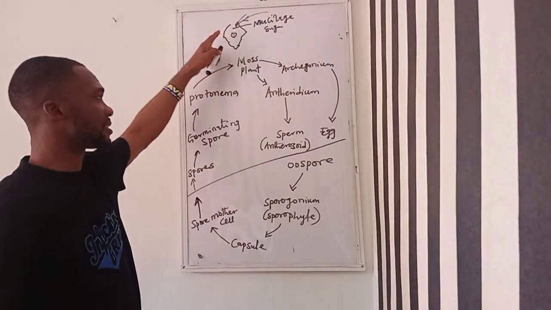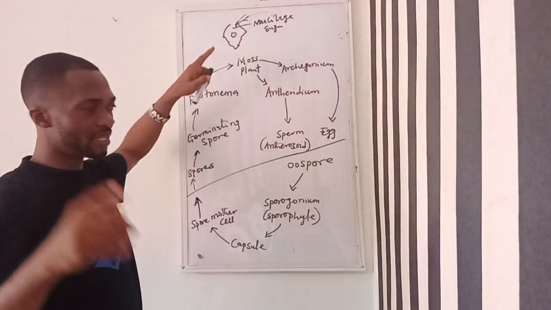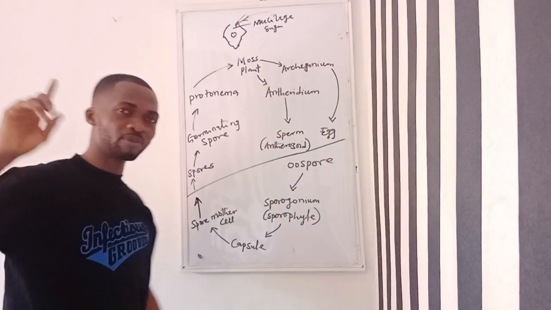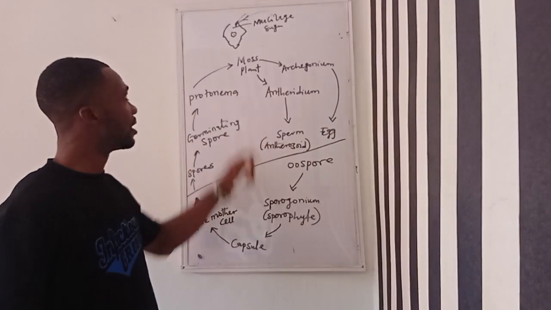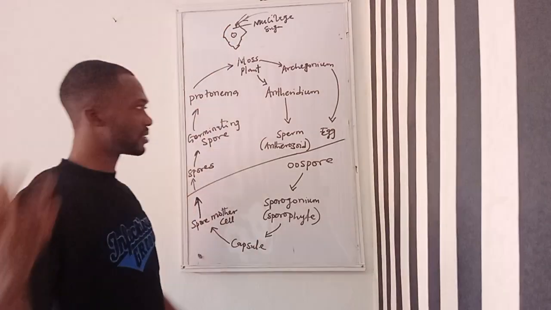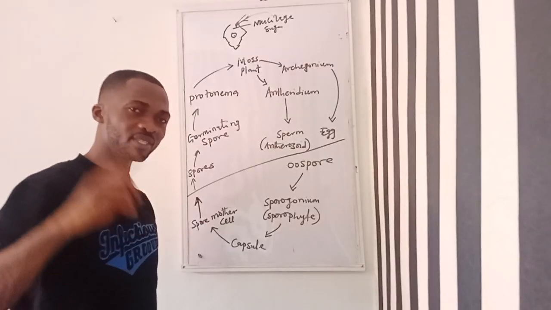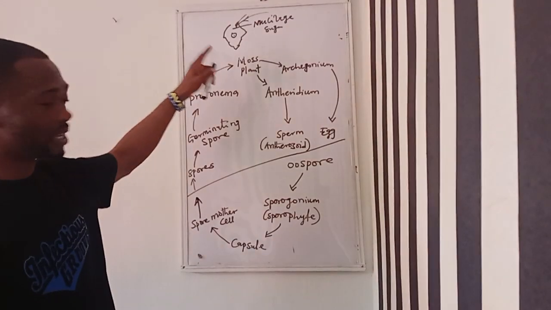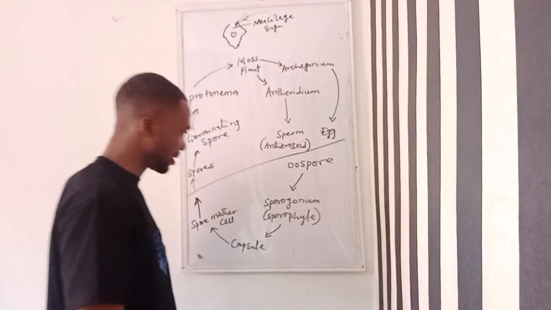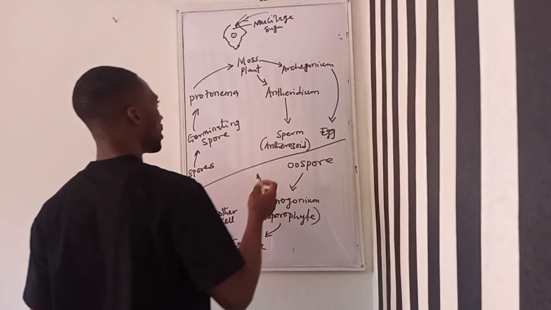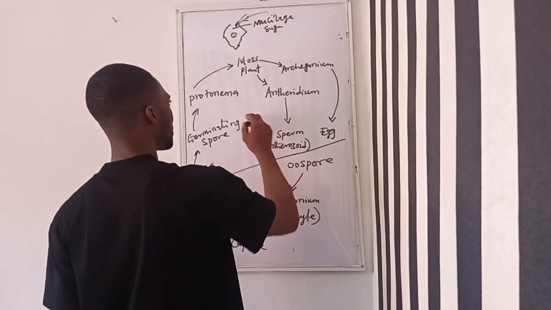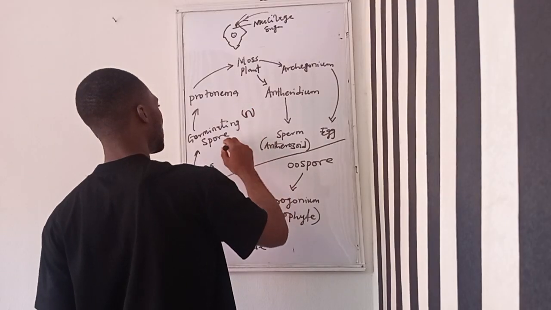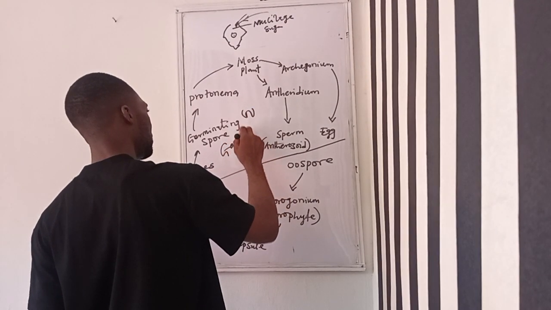And once the egg is fertilized, remember I said it is only one egg that will be fertilized because the archegonium at a point releases only one egg. Whereas we'll have many antherozoids or sperms, it's still one that ends up fertilizing the egg. So all these stages are known as the gametophyte stage, the gametophytes.